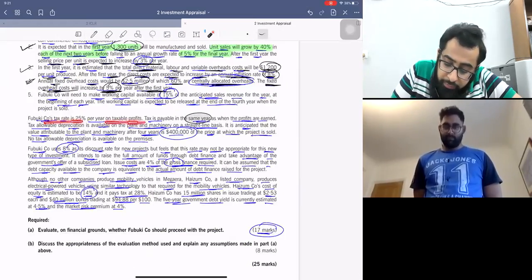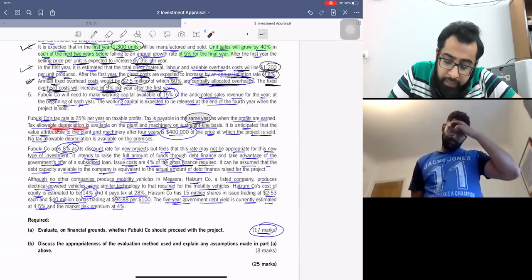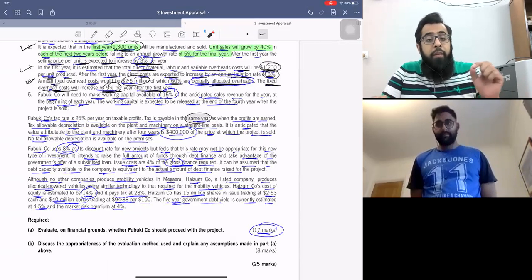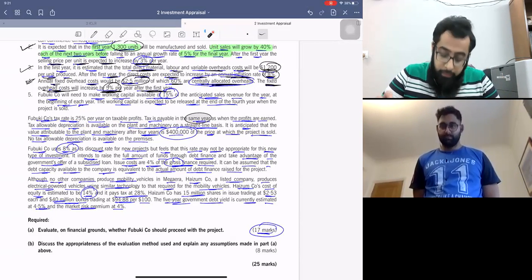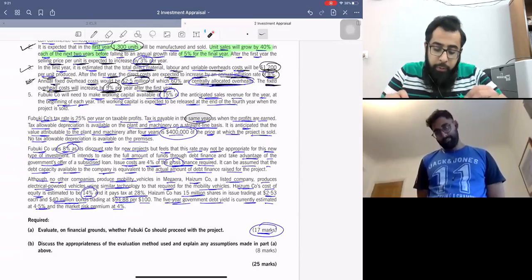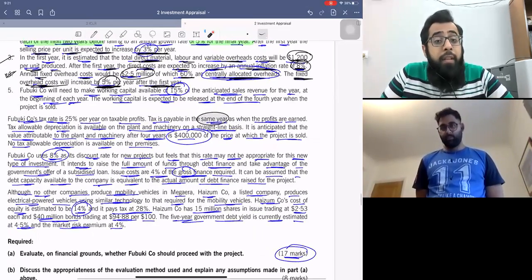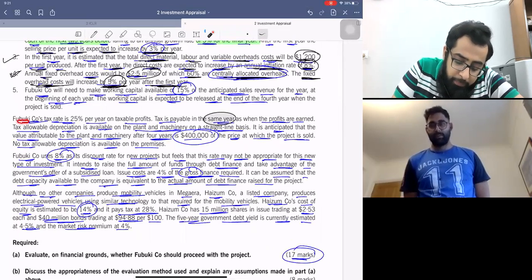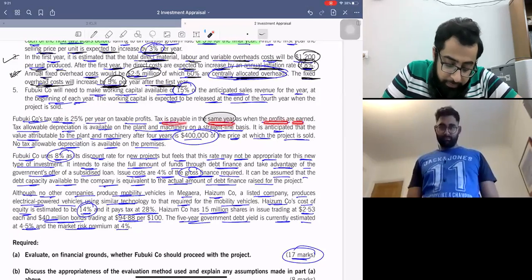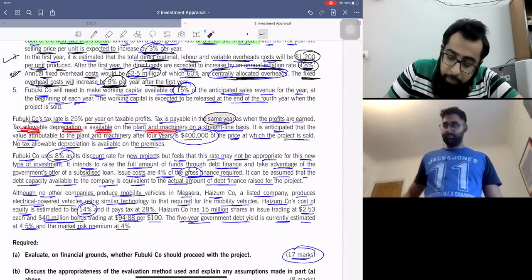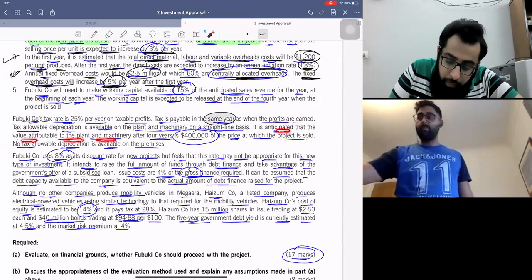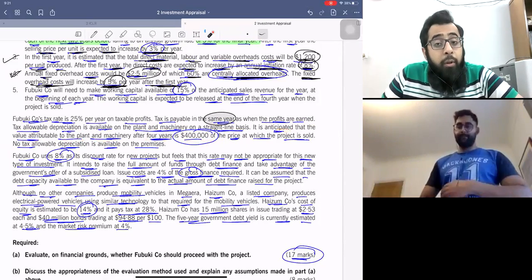The company tax rate is 25%, payable in the same year. Tax allowable depreciation is available on plant and machinery. On that we have to record capital allowance because we have to calculate the taxable profits and the tax. And then I think there is detail relating to cost of capital. So the next thing we need to do is put in the adjustment of the capital allowance and calculate the tax. Tax allowable depreciation is available on plant and machinery on straight line. It is anticipated that the value attributable to the plant and machinery after 4 years is $4 lakh.